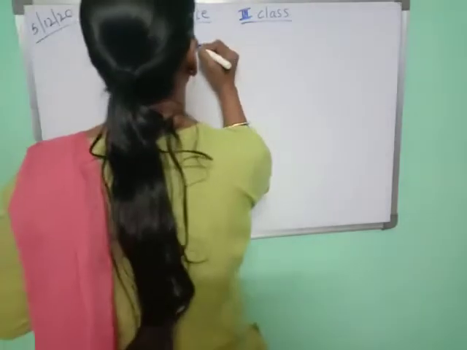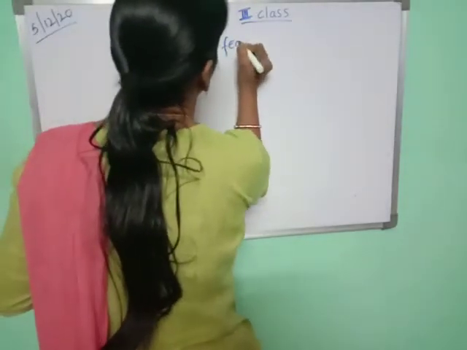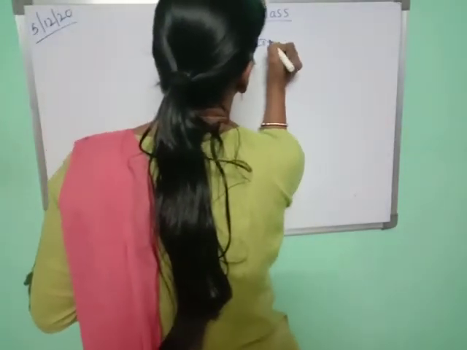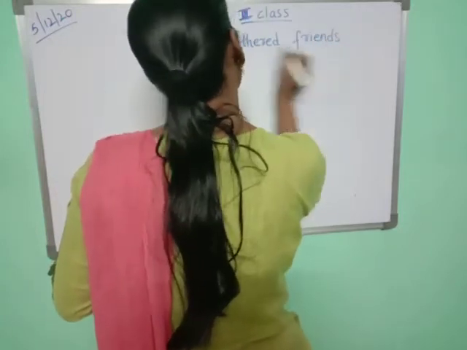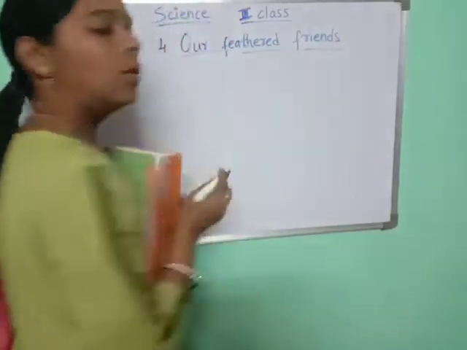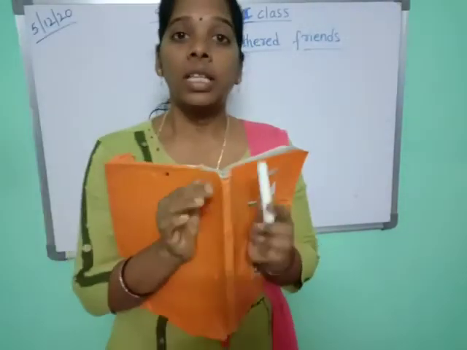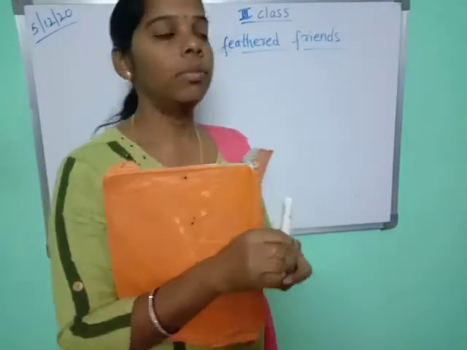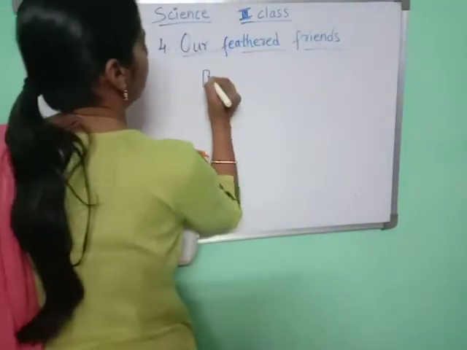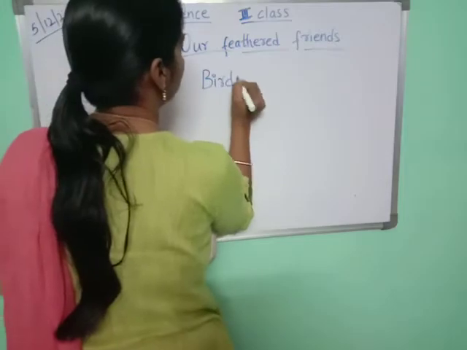In today's science class we'll start a new lesson. What is this? Our feathered friends. Who are our feathered friends? Feathers దేనికైతే ఉంటాయో those are feathered friends. Who? Birds. Birds are our feathered friends.